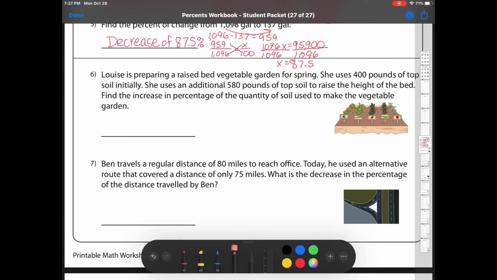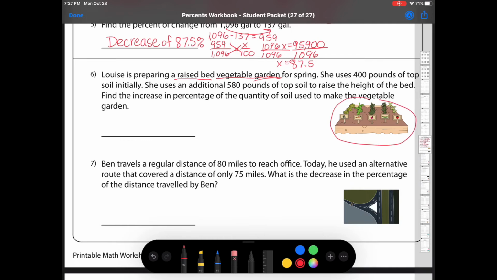So we're going to read through this, and whenever I do a word problem, I always like to make sure that I circle numbers and underline key phrases that'll help me with this. And so in this question, it says, Louise is preparing a raised bed vegetable garden for spring. So a raised bed and a vegetable garden, those are things that some people might not know what that means.